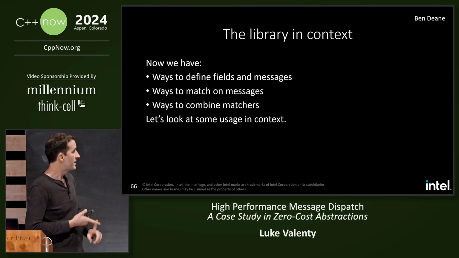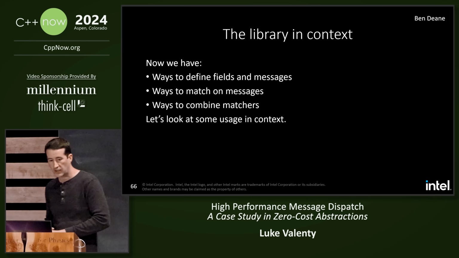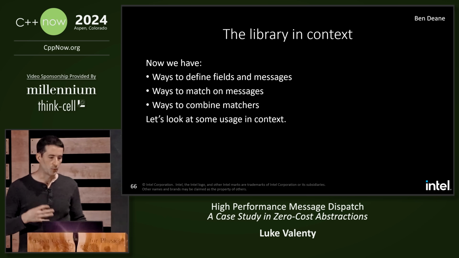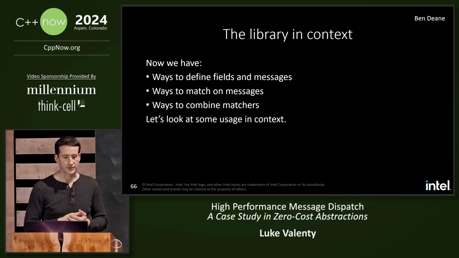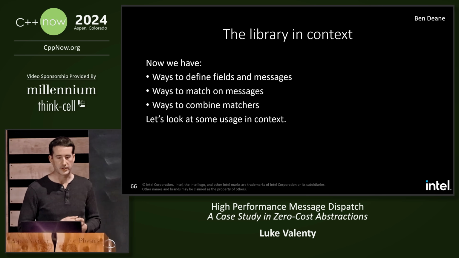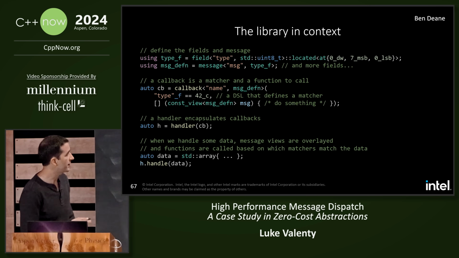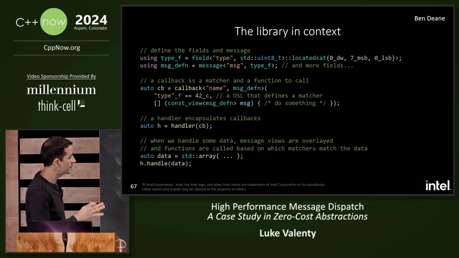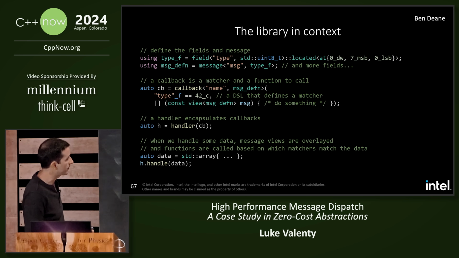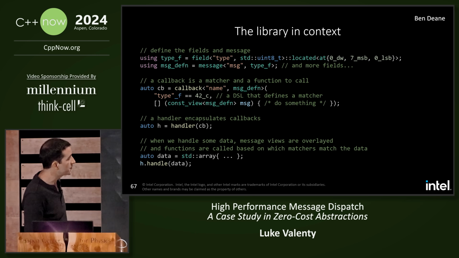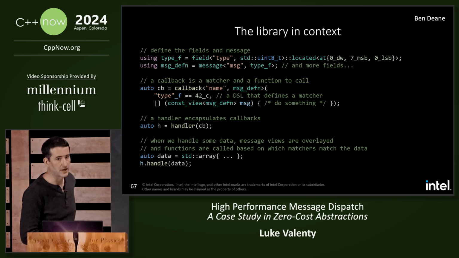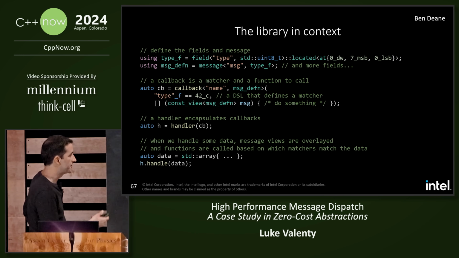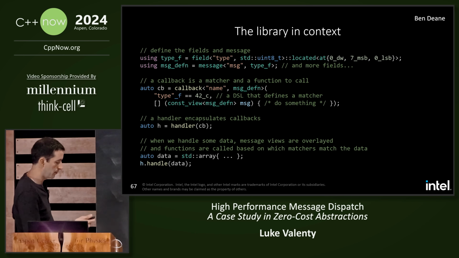So we can define fields and messages. We can describe how to match on messages. And we can combine the matchers into arbitrary Boolean equations. If you're using this and you're not using the full CIB pattern, it looks something like this. You define your message, you have your callbacks, you can create a handler. Don't look at this too hard because this is not 100% correct. Ultimately, on the handler there's a handle function, and that's when you pass in your message, and it'll dispatch it to the appropriate callbacks.